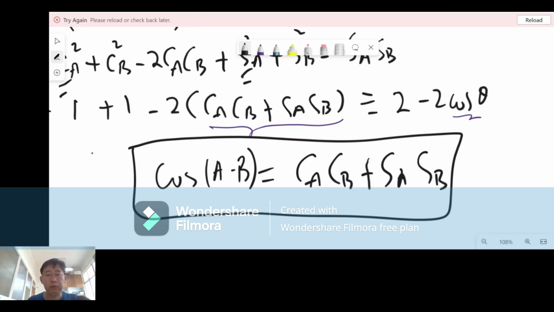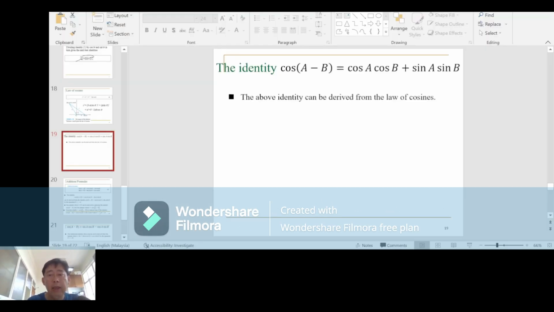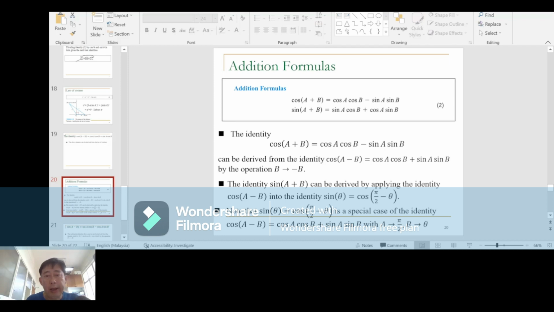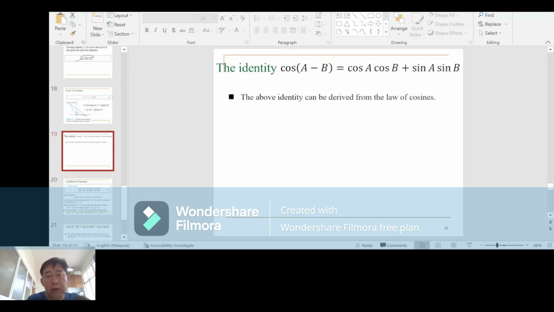So I have now just proven that the cos of A minus B is cos A cos B plus sin A sin B, not a minus sign which I mistakenly wrote a few minutes ago. Okay, so I suppose now I have successfully shown you how the relationship of cos A minus B is derived. Now once you have derived the cos of A minus B, then you can easily obtain the other identity of cos A plus B.